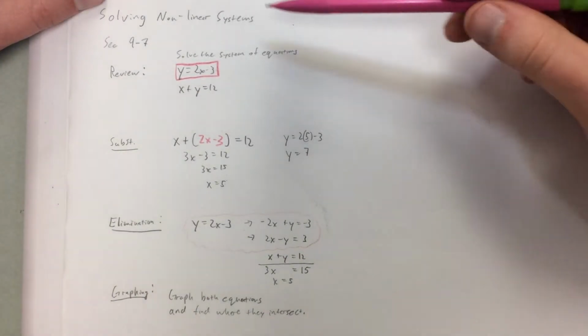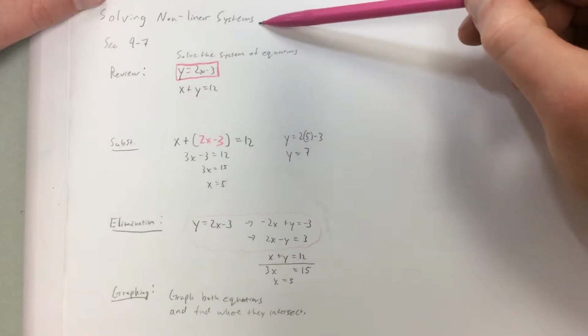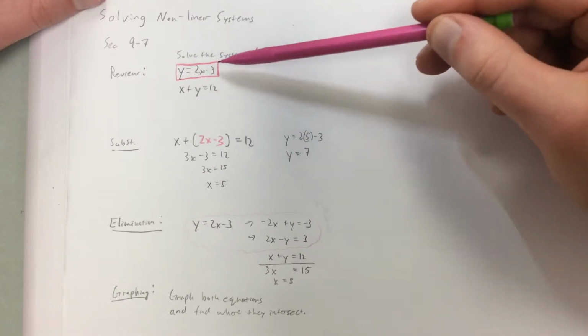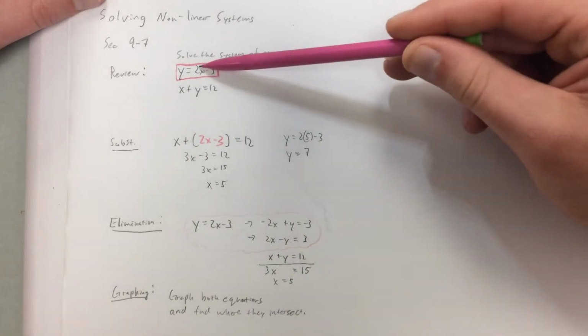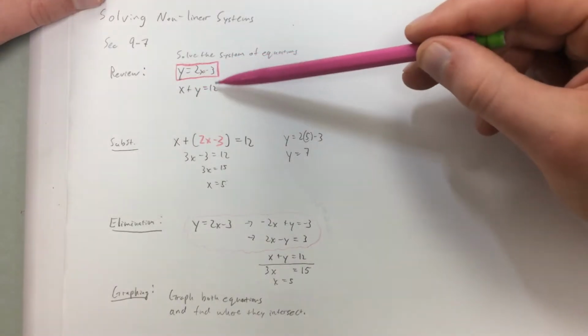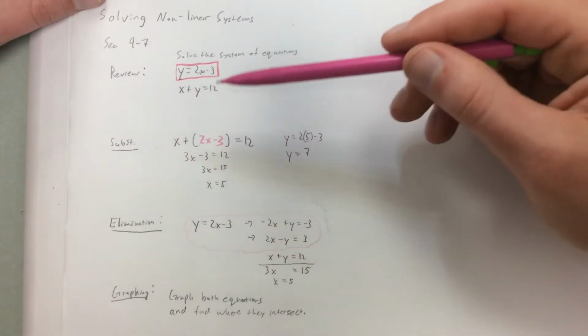So in this video, section 9.7, we're going to be solving nonlinear systems of equations. The first way is to solve the system of equations y equals 2x minus 3 and x plus y equals 12. The first way we know how to do that is substitution.